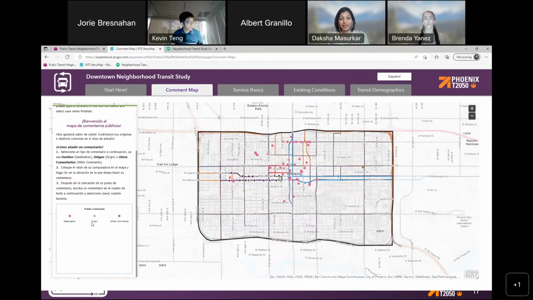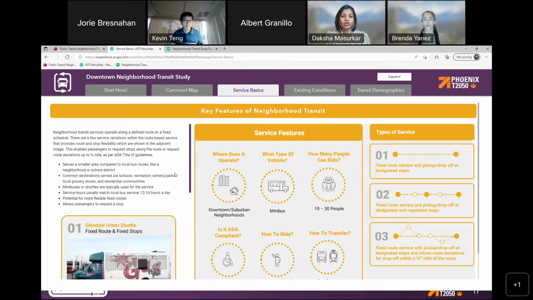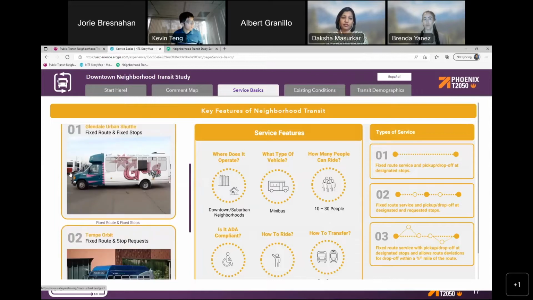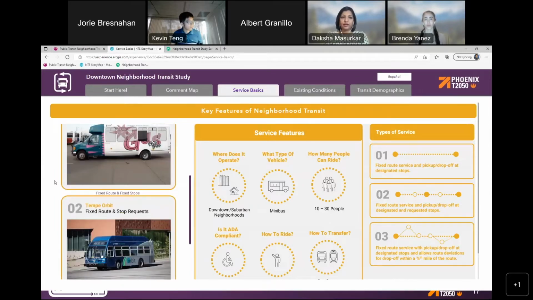With this, we will understand some of the trends: where people want to go, where people want to get down, where people want to connect to another local bus route, and that will help us identify the routing for those service options. We already did go through service basics, but we can click on that, Kevin. Thank you. On the left, there are a few examples of other neighborhood transit circulators or services regionally as well as outside Arizona.